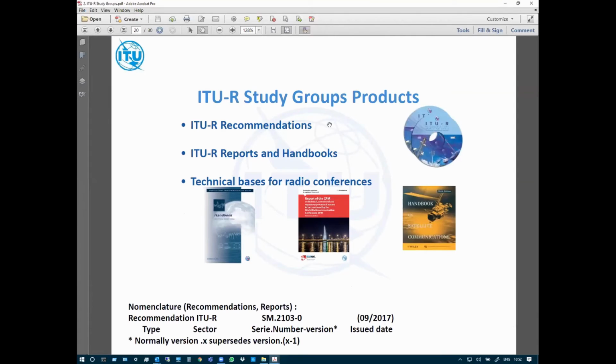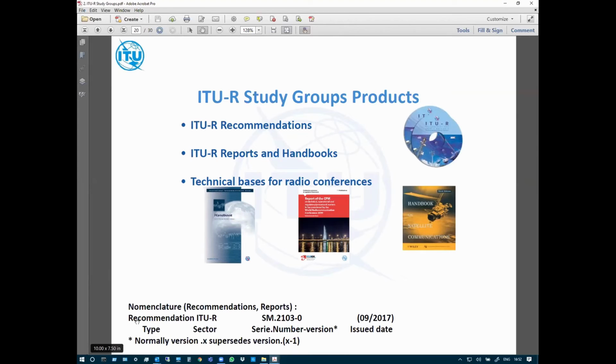Our main products are the ITU-R recommendations, reports, and handbooks, creating the technical basis for the radio conference, as will be seen in the CPM. Something related to the nomenclature we're using to identify, without any confusion, a specific publication of ITU-R, but also for ITU. Then in every product, first we use the name, the type.